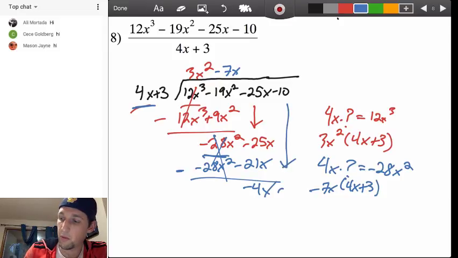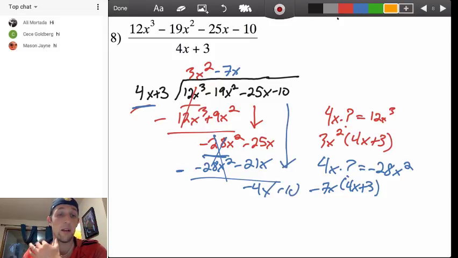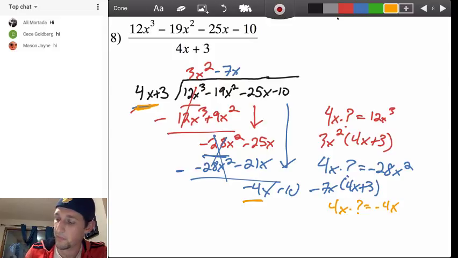Lather, rinse, repeat one more time. We'll go in this fancy yellow color because I really like it. Okay, so now we're doing 4x into negative 4x. Well, that's negative 1. Multiply negative 1 times 4x plus 3. I get negative 4x plus 3.